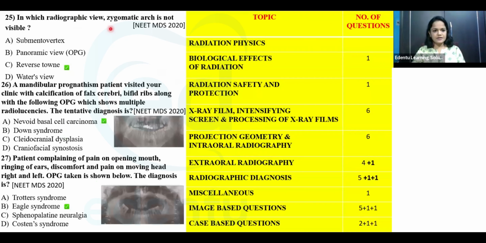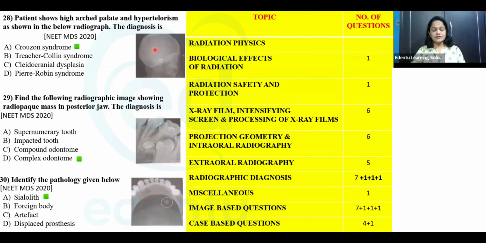Then next you have the zygomatic arch, in which radiographic view the zygomatic arch is not visible. It comes under the extraoral radiography. And then again, two clinical and image-based questions are given, which come under the radiographic diagnosis questions. One is nevoid basal cell carcinoma diagnosis, and the other one is the Eagle syndrome diagnosis.